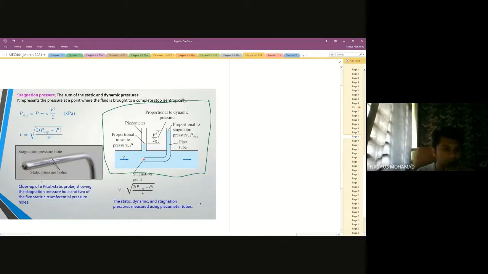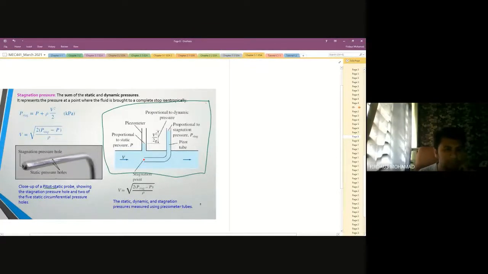So this is a pitot tube, close up of a pitot-static probe. Okay, so showing the stagnation pressure. This is stagnation pressure hole, and two of the five static circumferential pressure holes. Ni, this is pressure hole. You pernah nampak kat mana ni benda ni? Pitot-static tube ni.